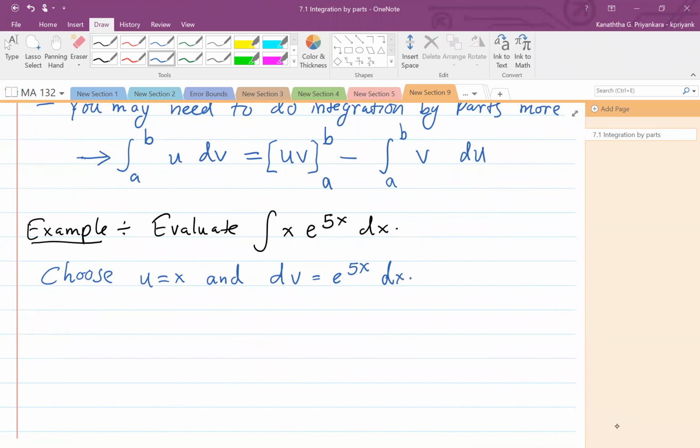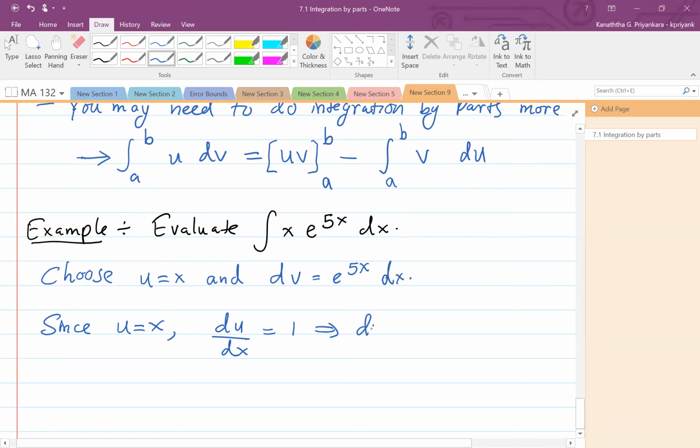Now we need to compute du and v, so then we can apply the formula. Since u equals x, we get du over dx. So we take the derivative with respect to x. The right hand side is the derivative of x, which is 1. If I multiply dx to the other side, I get du, which is dx. So that is du.